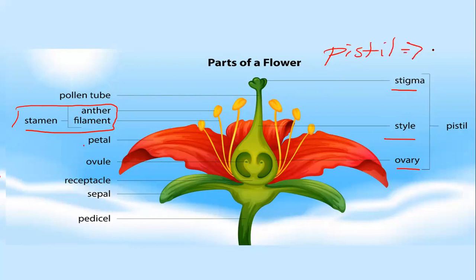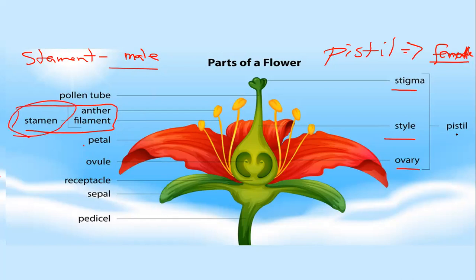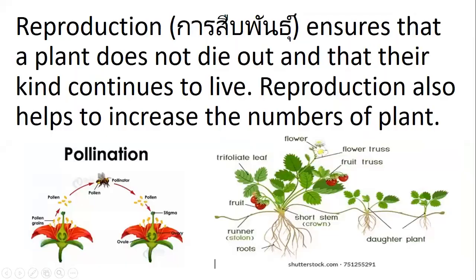Pistil is the female. What is female? Stamen is male. Okay? Stamen, male. Pistil, female. Remember that one.